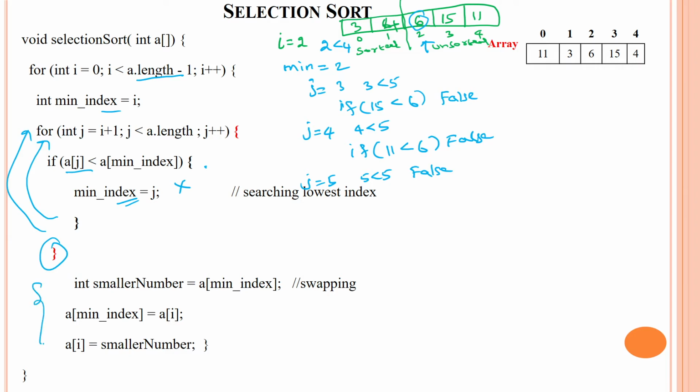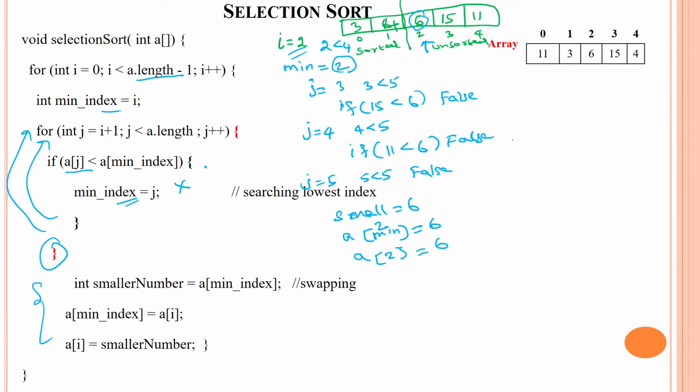Then it is coming out of the inner for loop. So now we are changing the smallest number equal to a of minimum index. What is the minimum index here? 2. So a of minimum index is 6, right? Then a of minimum index, here 2, so a of 2 is assigned with a of I. What is the I? 2. So here again the same value, the value is not at all updated, so a of 2 is also assigned with 6.